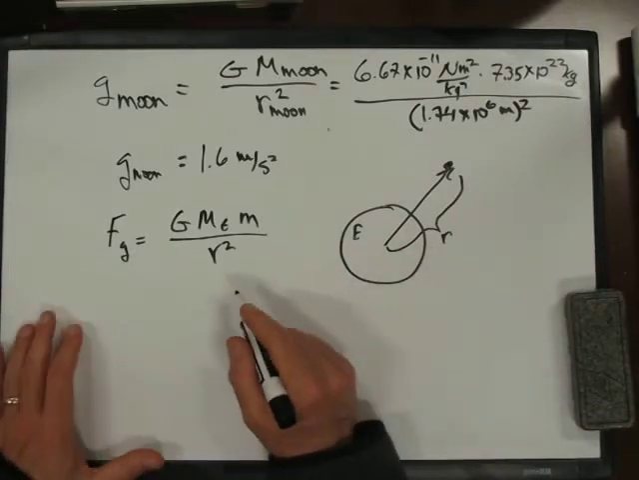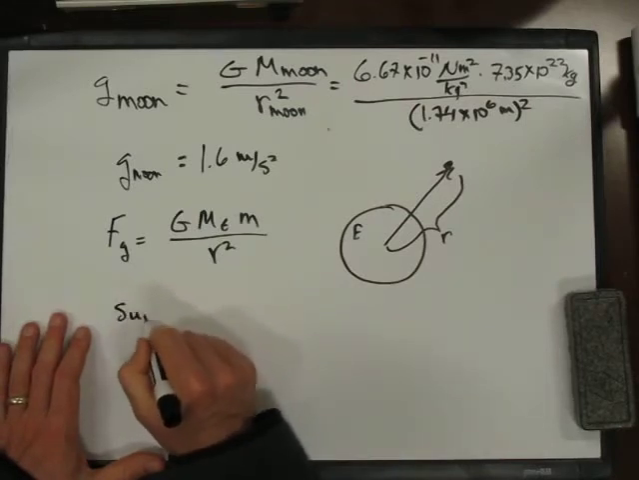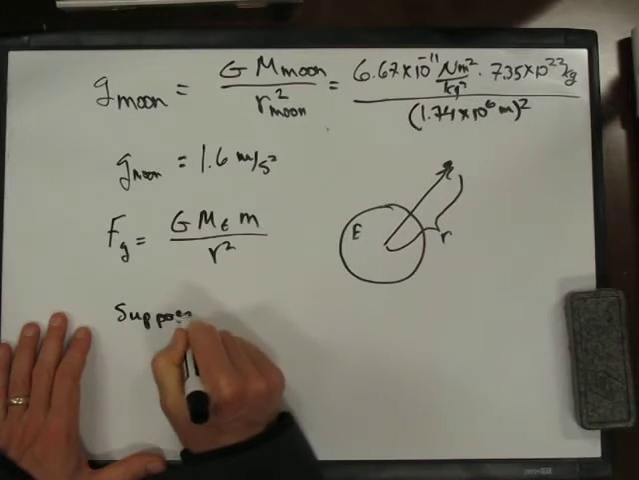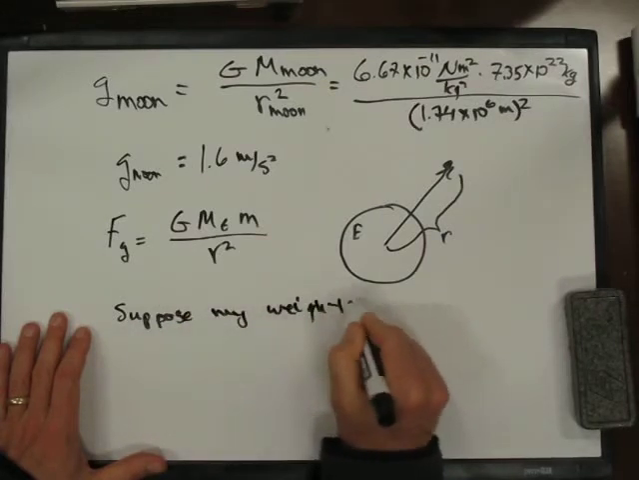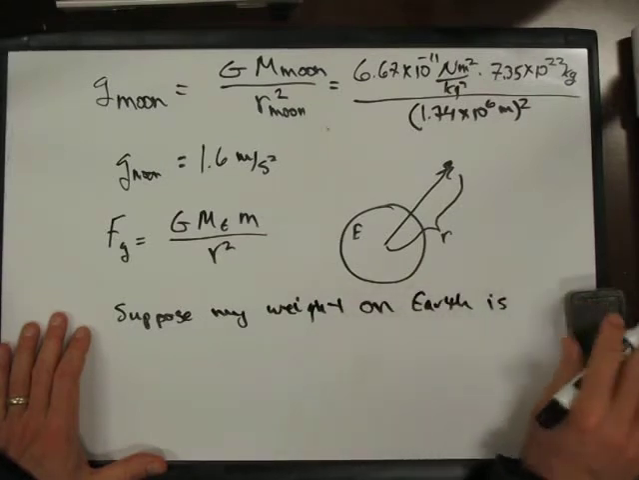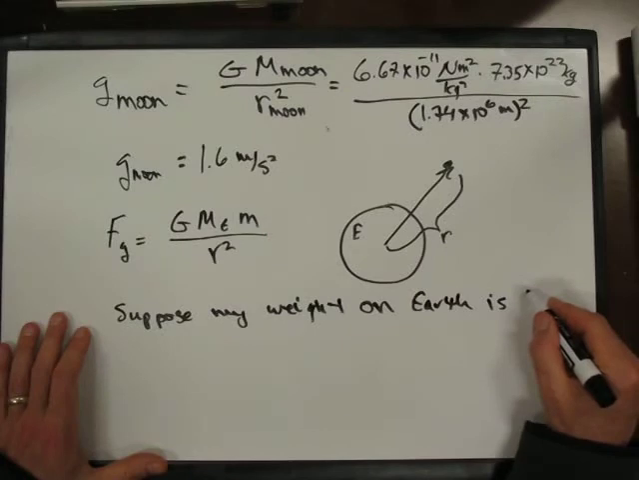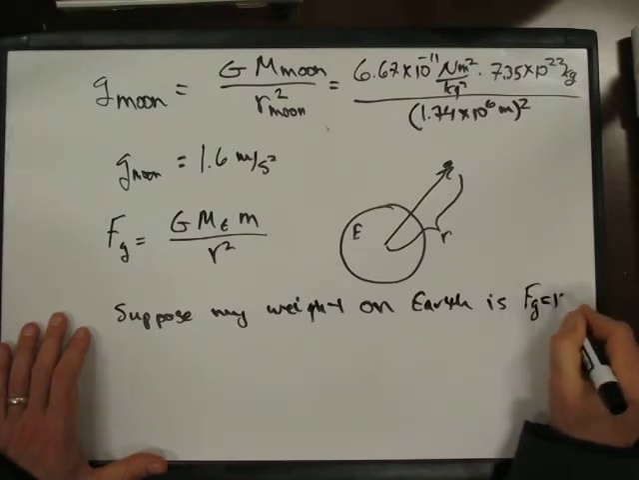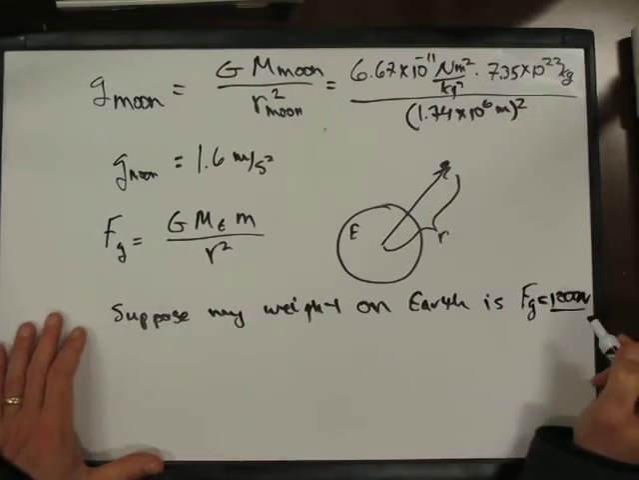But so I can ask this question, suppose my weight on Earth is, so say I weigh 100 kilograms, then my weight would be 100 kilograms times g, and so the force of gravity is 1,000 newtons on the surface of the Earth, right?